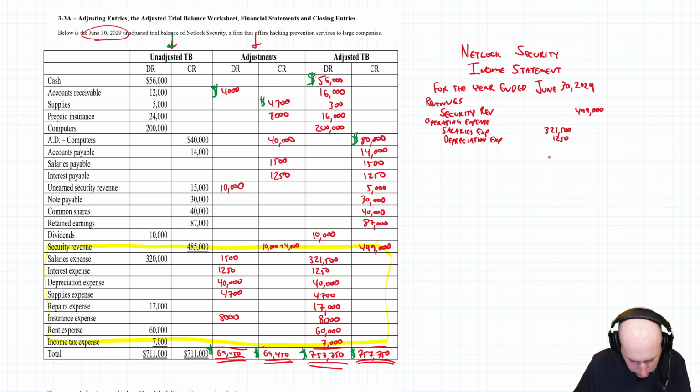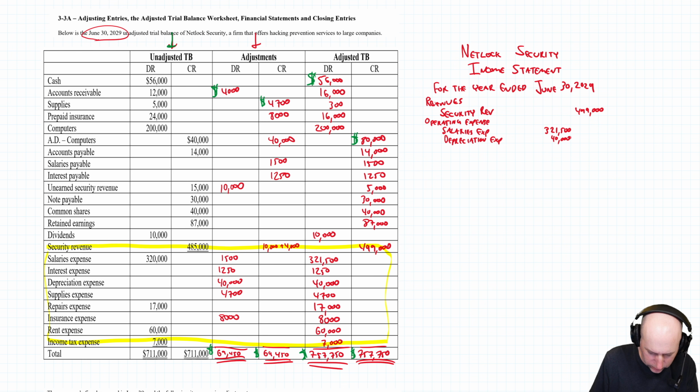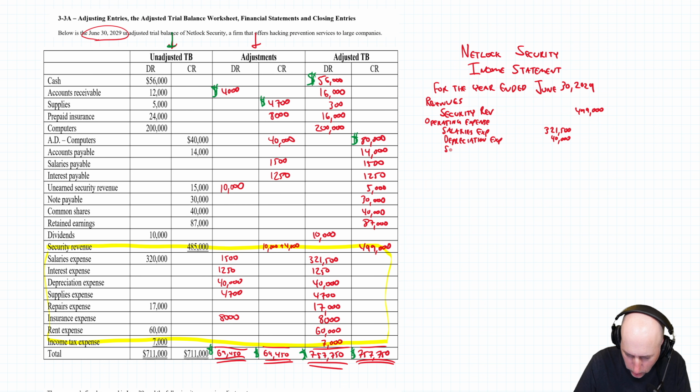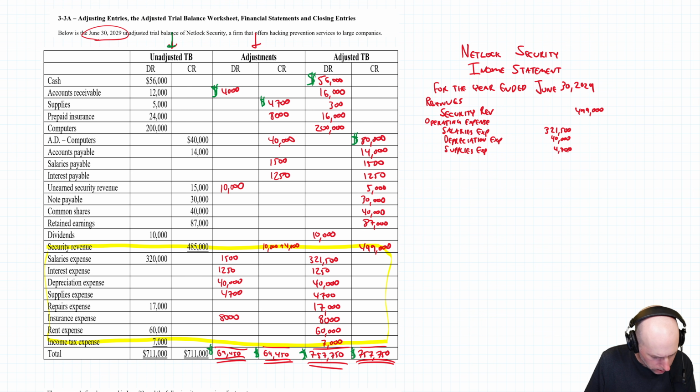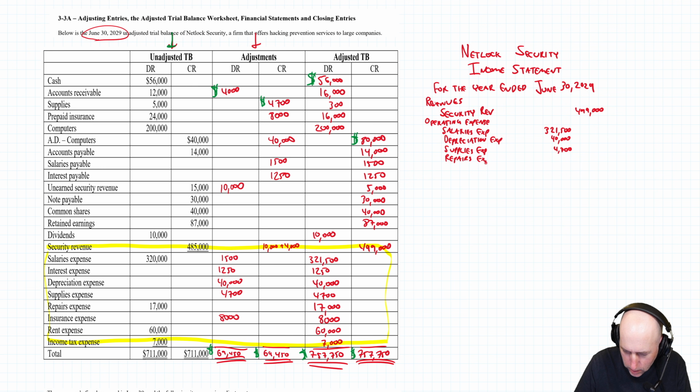Oh my gosh, I got the wrong number. 40,000. I hope you're yelling at your screen. I'm glad I caught it. Depreciation expense is 40,000. Supplies expense is 4,700. Repairs expense 17,000. Insurance expense 8,000. And rent expense is 60.